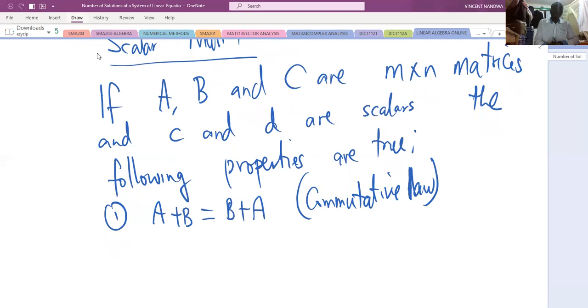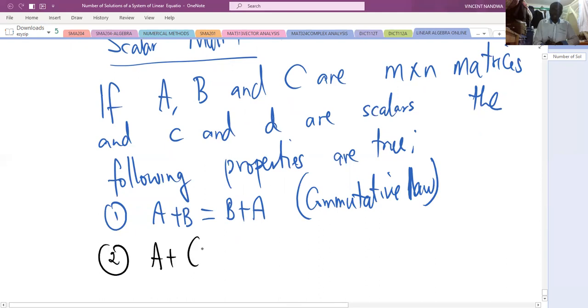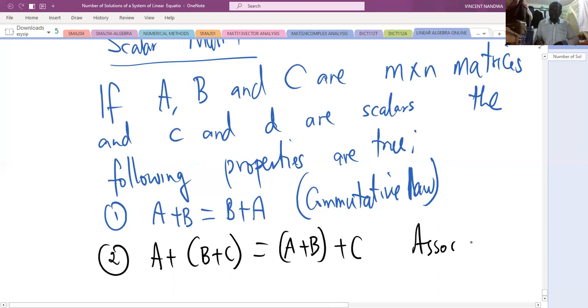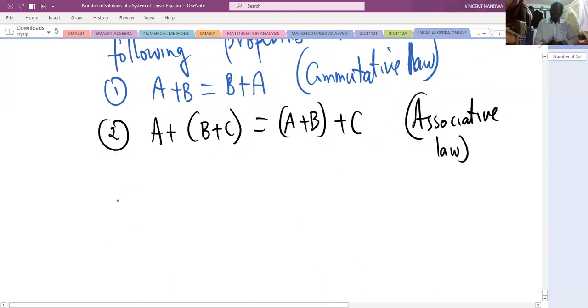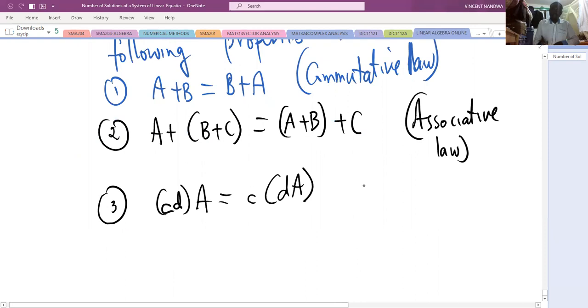Number two, A plus (B plus C) is (A plus B) plus C. This is called the associative property or associative law. And number three, C times (D times A) is the same as (CD) times A. It's just scalar multiplication.